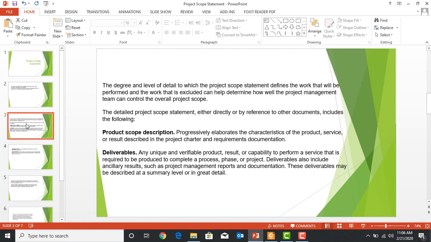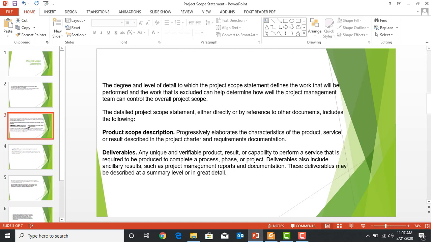So the detailed project scope statement, either directly or by reference to other documents, includes the following things. Number one, we have the product scope description. The product scope description progressively elaborates the characteristics of the product, service, or result described in the project charter and requirements documentation. So as we have more information, we start including that information in our product scope. When we say progressively elaborated, it means that as we get more information, we add that information into our scope statement.